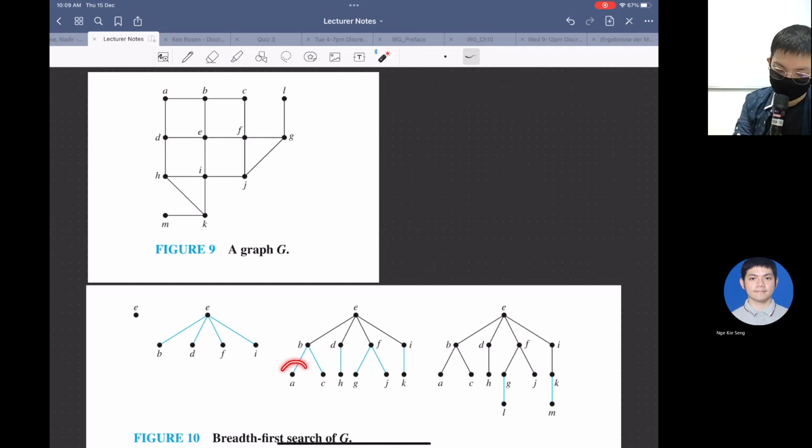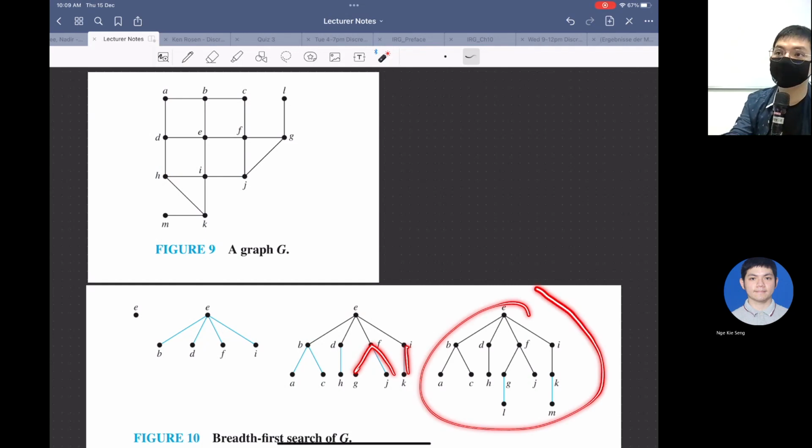But you can see that B is already connected to A. Can I connect D to A again? Why not? If you connect D to A again, you will form a circuit. In the tree, we don't want a circuit. So since B is already connected to A, D just needs to connect to H. And then you do it for the rest, and you keep doing it.